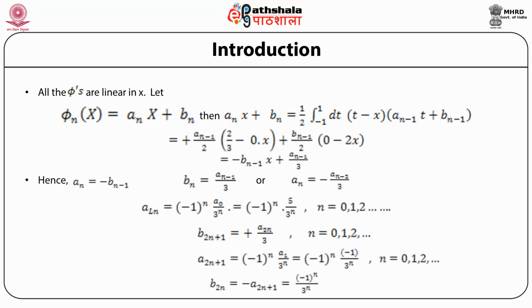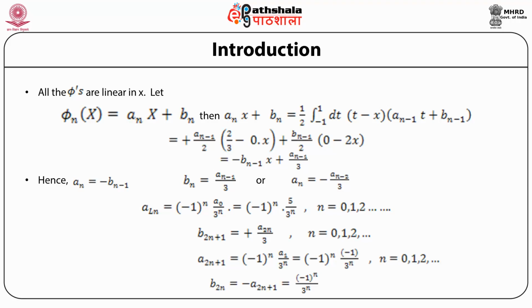So hence, a_n is equal to minus b_{n-1} and b_n is equal to a_{n-1} by 3. Or alternatively, we can write a_n is equal to minus a_{n-2} by 3. So we have a_{2n} is equal to minus 1 to the power n, a_0 by 3 to the power n, which is equal to minus 1 to the power n, 5 by 3 to the power n, for n equal to 0, 1, 2.